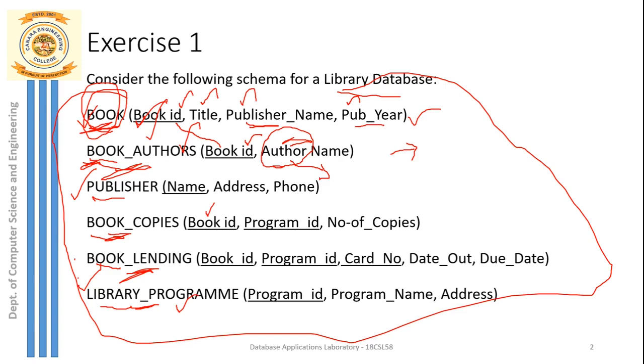And which is that attribute? Author attribute, author name attribute, sorry. Author is a table name, and author name is the only attribute inside this author table. And that author name in the author table you can mention as a primary key.